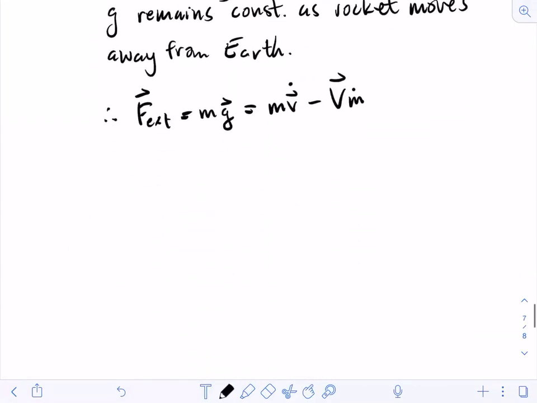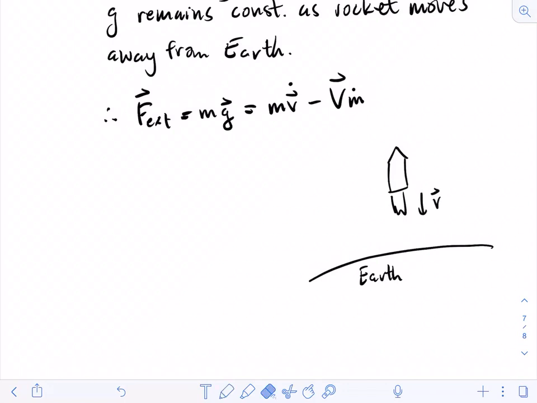Okay, so let's draw a picture of this scenario where this is going to be Earth, and here's our rocket, like this. And so the relative velocity of the ejected fuel is in the opposite direction of the rocket's velocity. So we have little v and big V. And now we have a gravitational field that points downwards. And what we'll do is we'll take vertical upwards to the top of the screen as the positive direction.